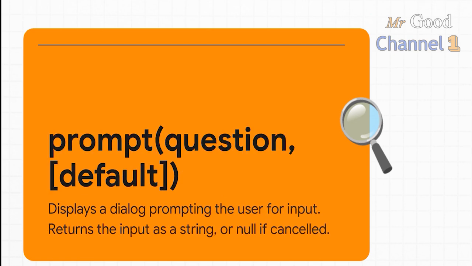All right, next up is prompt. This is your go-to for actually asking the user for some input. It pops up a dialog with your question and a text box for them to type into. This is super useful, but here's the catch, and you gotta remember this: it always gives you back a string. Even if the user types 123, you get the string "123", not the number. Or, if they hit cancel, you get null.